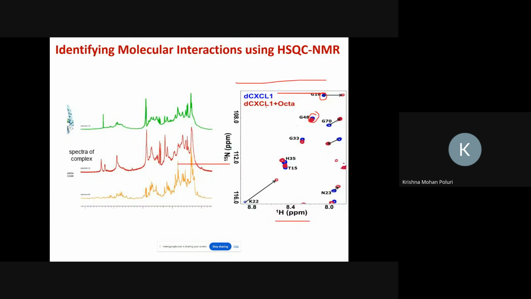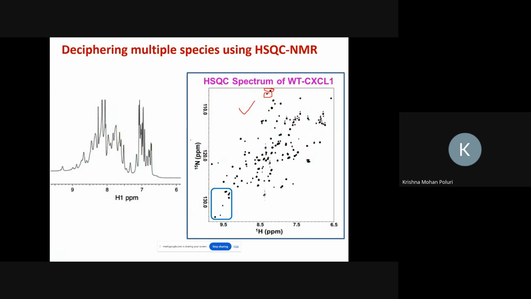If you do a one-dimensional NMR spectroscopy, you will not know whether a ligand is binding to the protein or not. You will not make it out. But when you do a two-dimensional NMR spectroscopy, you see the ligand is binding, but it is not binding to G33, G48. It is binding to K22 or G70 or something. Not only can you tell that it is binding, you will also be able to tell where and how it is binding.